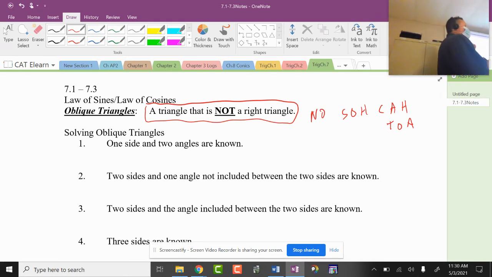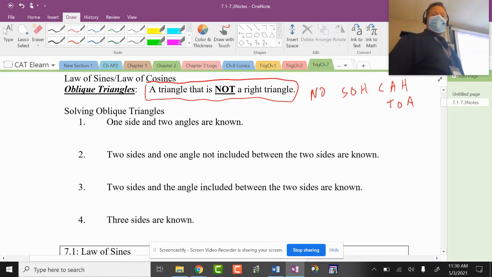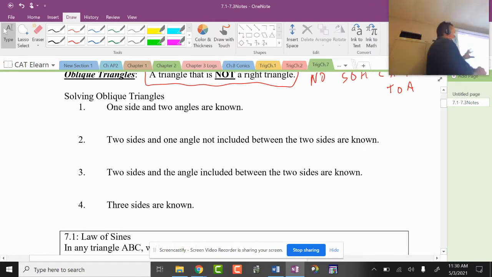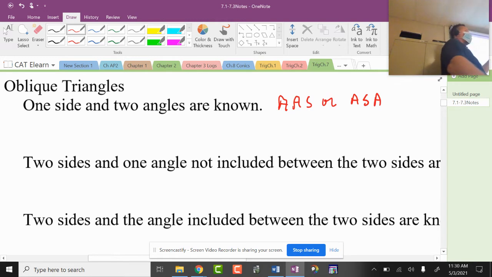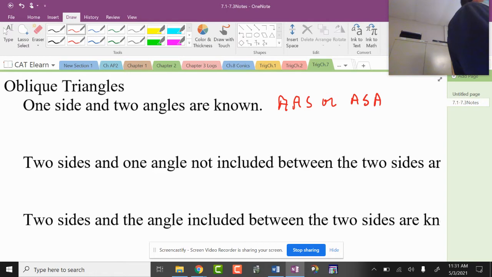We could almost have done this chapter right away in the beginning of this semester. It's really what it is. Now, I'm going to put this down. This is globally for the whole chapter. When one side and two angles are known, remember this back in the day? Sorry for my scratchy work, but AAS or ASA was one of those ways that you could prove two triangles are congruent. You remember that back in the day? I meant your freshman year.